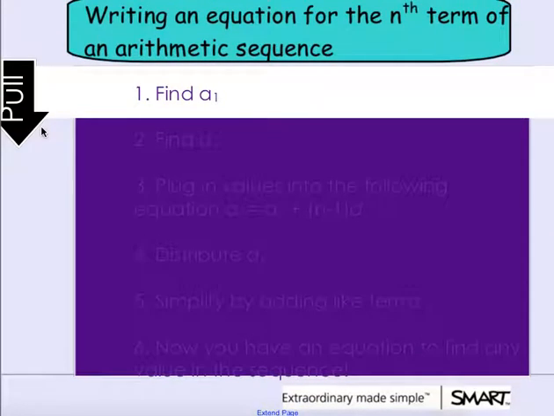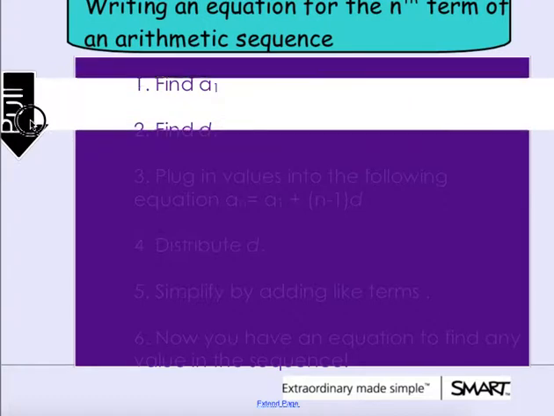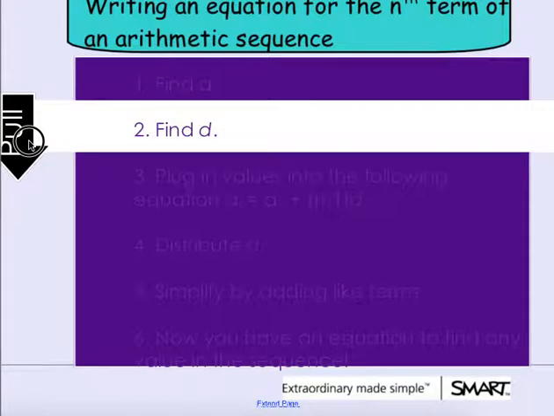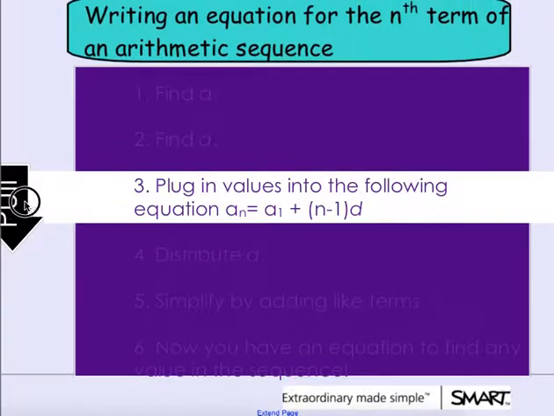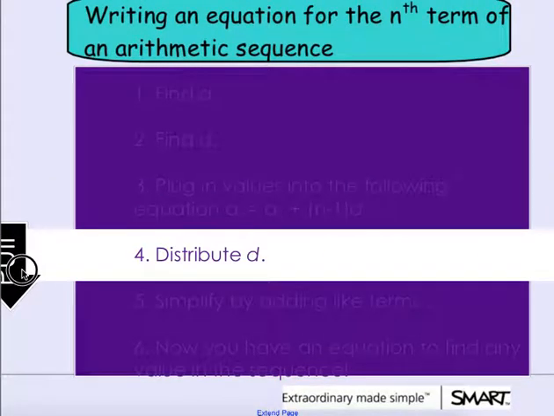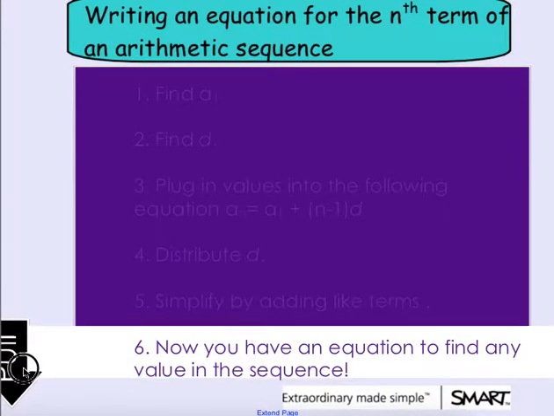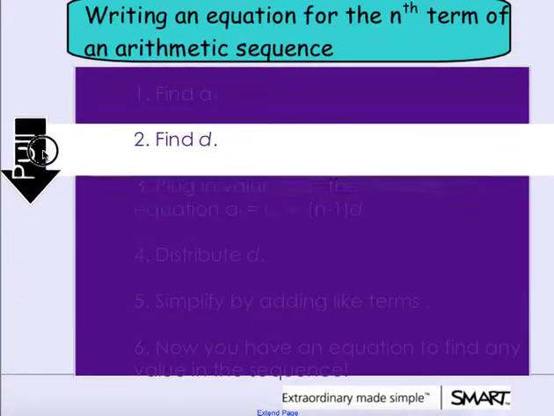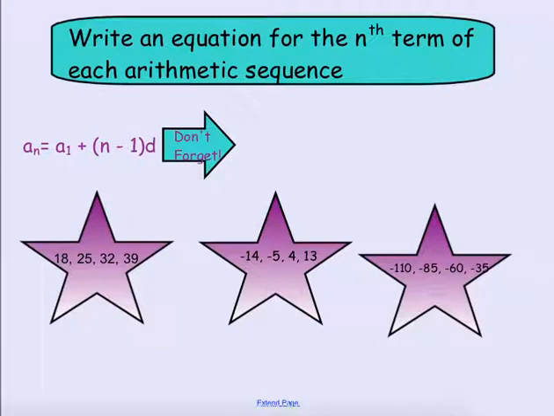This is a really good way to remember how to do this. So first, we need a couple things. We find our first term. We find our difference. We plug in the values into our equation. We distribute. We simplify by adding like terms, and then we have our equation. So if you follow all of these steps, you will be just fine finding the nth term formula for an arithmetic sequence. Let's try a few different examples of this.